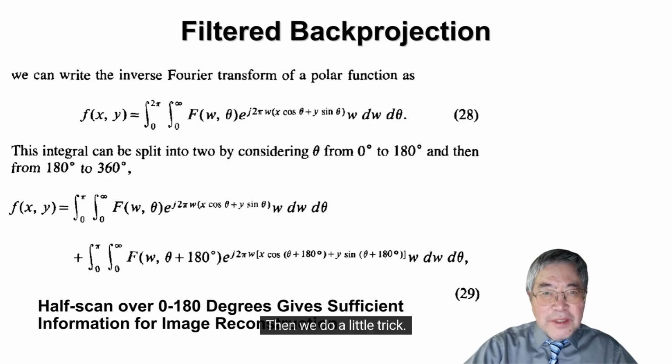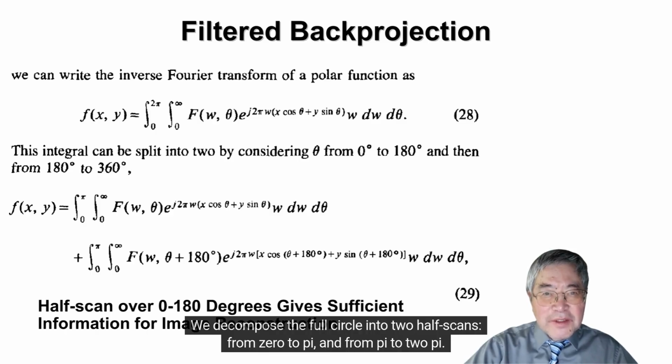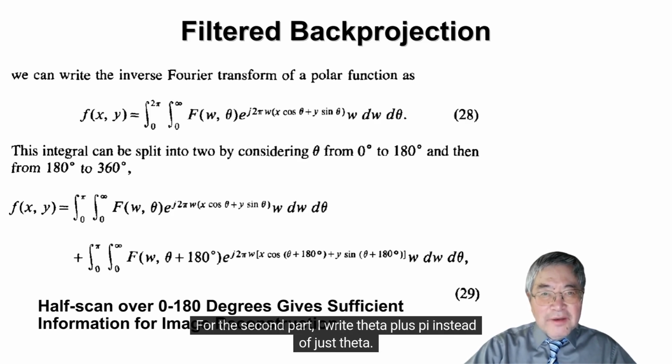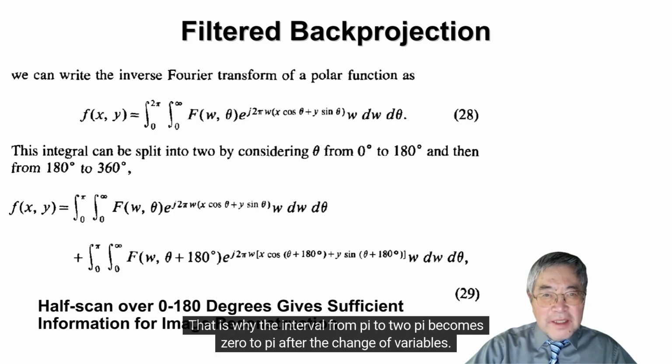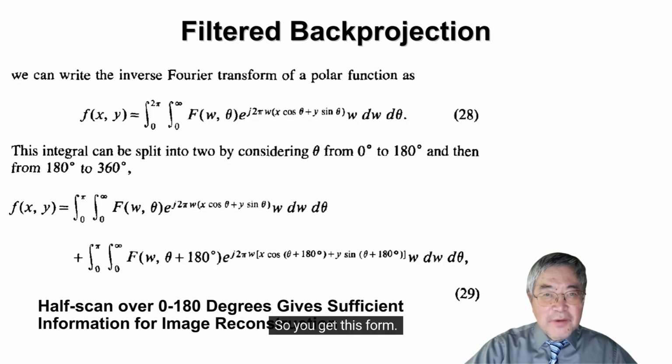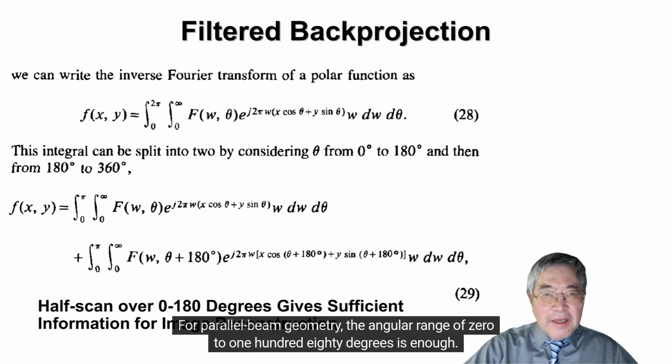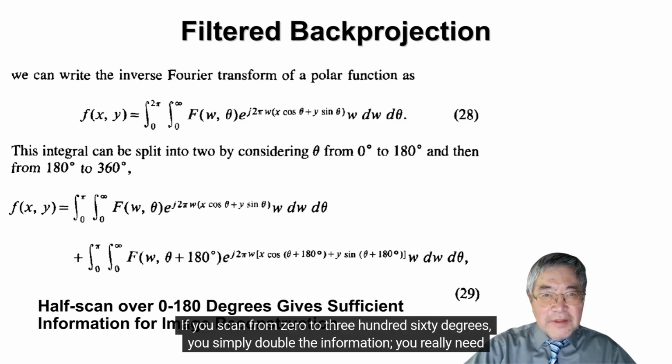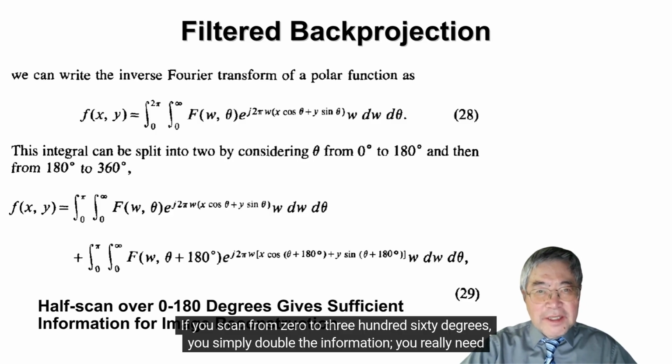Then we do a little trick. We decompose the full circle into two half scans from 0 to pi and from pi to 2 pi. For the second part, I write theta plus pi instead of just theta. That is why the interval from pi to 2 pi becomes 0 to pi after the change of variables. So you get this form. For parallel beam geometry, the angular range of 0 to 180 degrees is enough. If you scan from 0 to 360 degrees, you simply double the information. You really need only half of it.